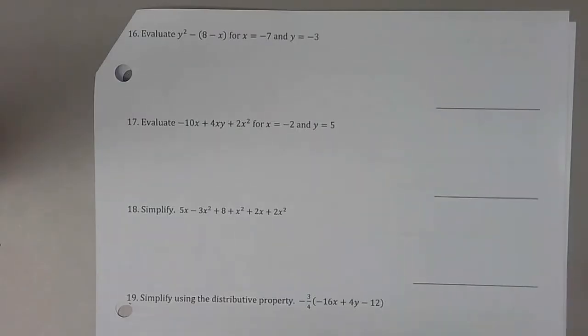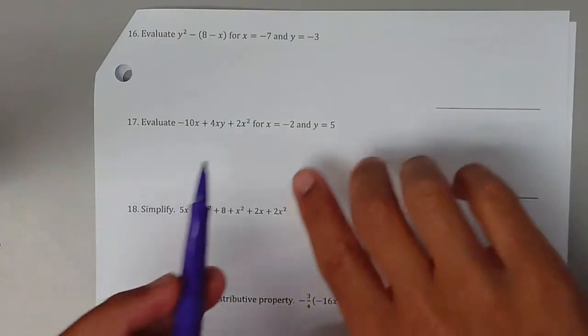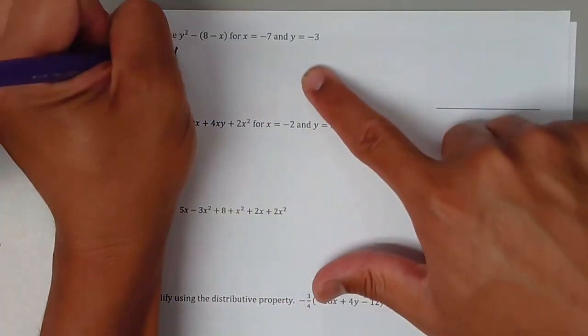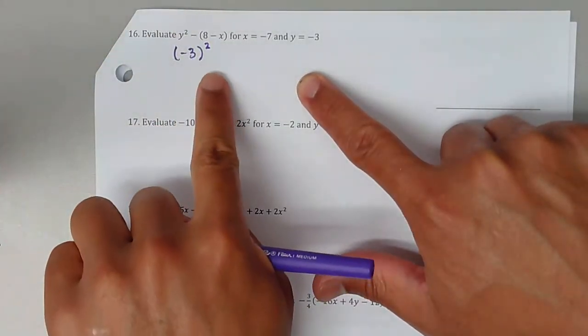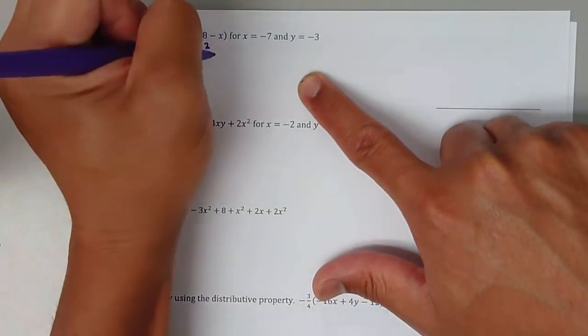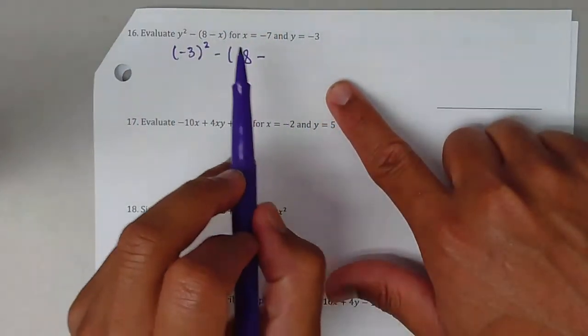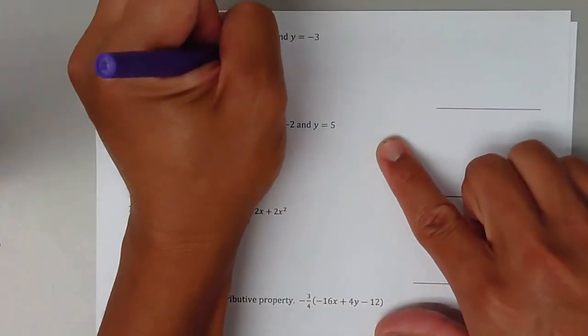All right, question number 16. It says to evaluate. When it says evaluate, that means to just plug in the numbers and then simplify. So y squared minus 8 minus x. Remember, we're going to use parentheses. So put parentheses around that negative 3, then square it because that's what we still have, minus 8 minus, and then it says minus x. Well, our x is negative 7.